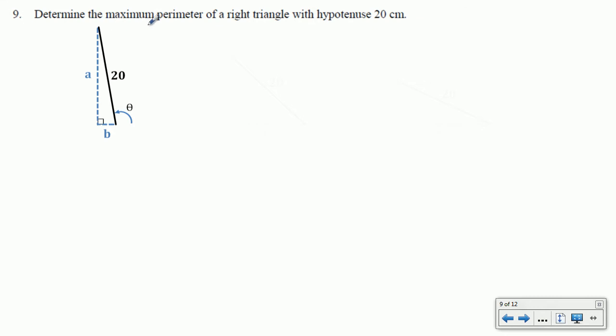Number 9, we need to determine the maximum perimeter of a right triangle with a hypotenuse of 20 centimeters. So here's the situation. We've got a hypotenuse of 20 that's fixed, and we've got two side lengths here, A and B, that are variable. So this angle theta, imagine, is going to be increasing from maybe 90 degrees to 180 degrees.